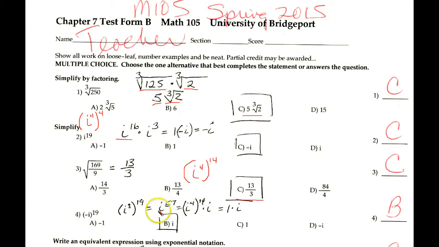So in a sense, we could separate this into i to the 56 times i. Or if we leave it this way, i to the fourth is 1. 1 to the 14th is 1. So that leaves us with an i. So 1 times i is i. Example B here, or answer B. All right, let's move it up a little bit.